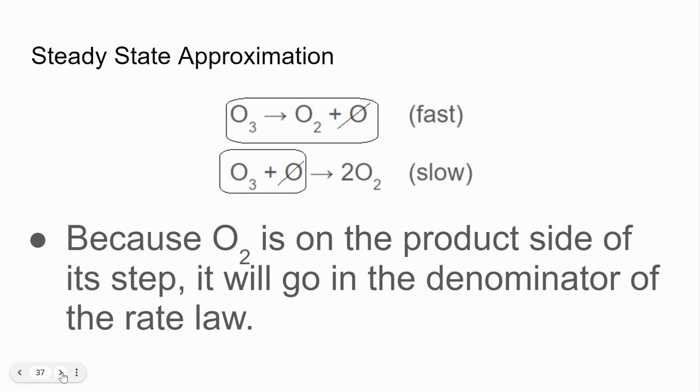So again, we're going to go through the same process. I'm going to highlight everything in the slow step and everything that comes before it. We're going to cancel out what we can cancel out, and we're going to look at what we've got left. So we have two O3s, but they're on the reactant side. So we're going to put them in the numerator. But if we look over here, we have an O2 that's left on the product side. That O2, its concentration is going to go in the denominator of our rate law.